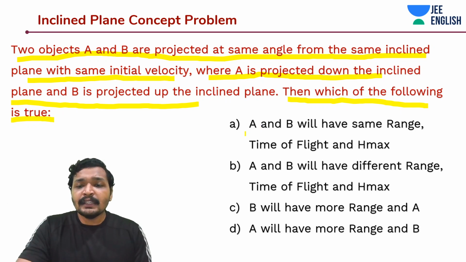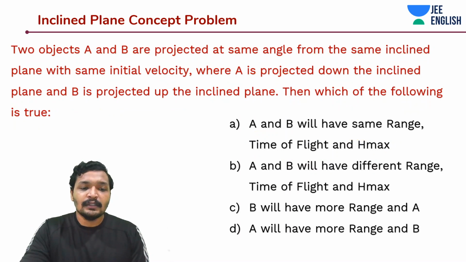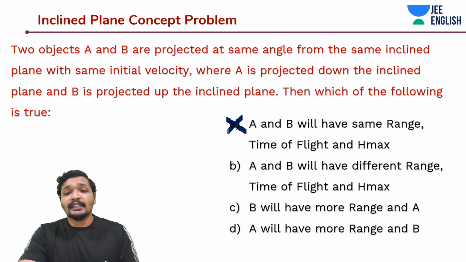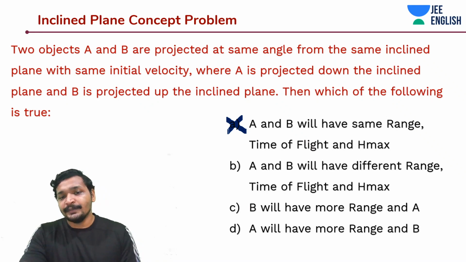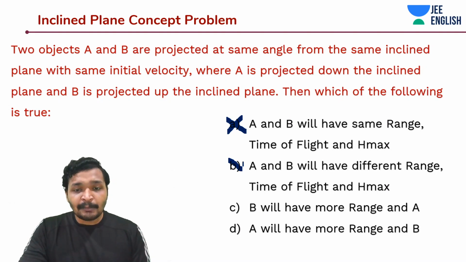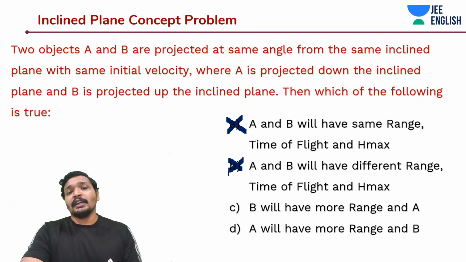Okay, A and B will have same range, time of flight and h max. You know this is not correct, because down the inclined plane gravity is accelerating the x-axis direction motion. And A and B will have different ranges, time of flight and h max, which is also not correct because they are going to have same time of flight.